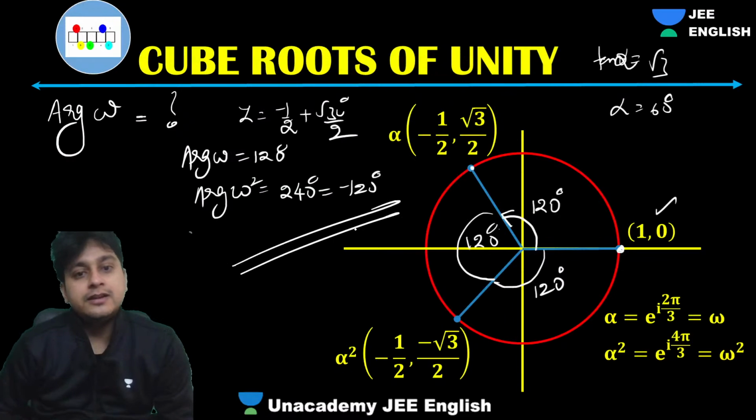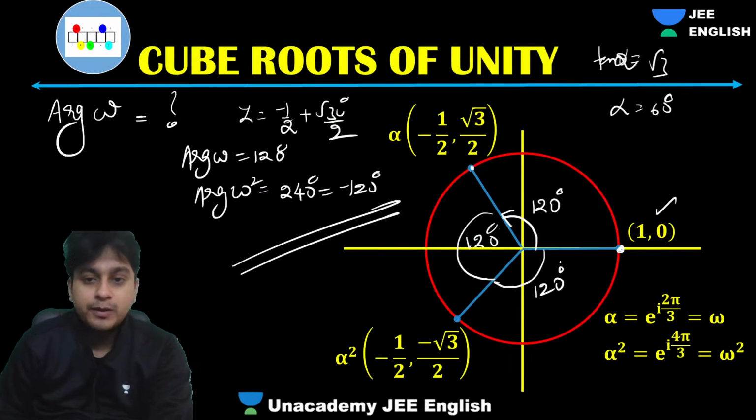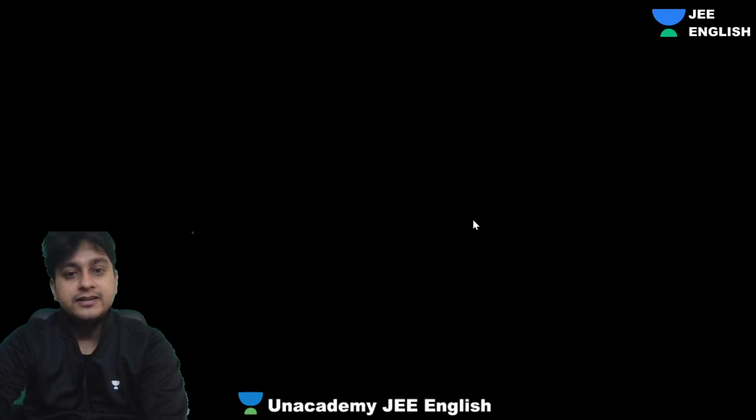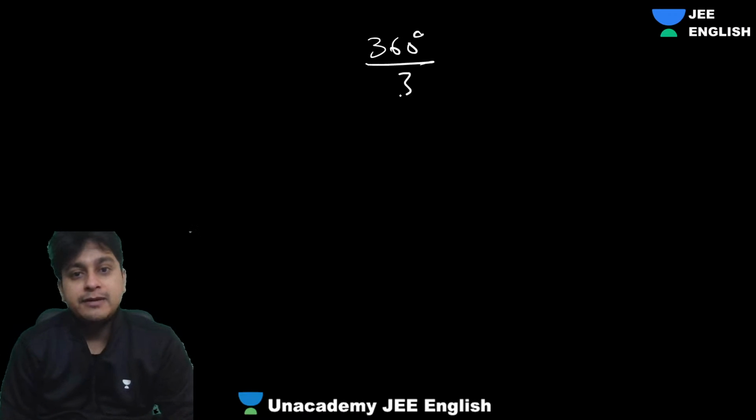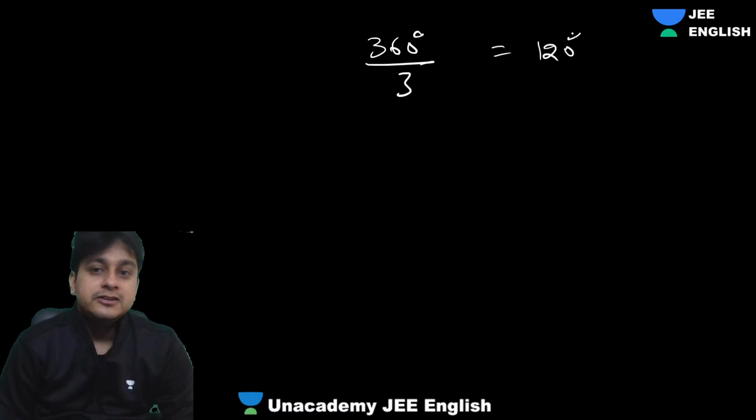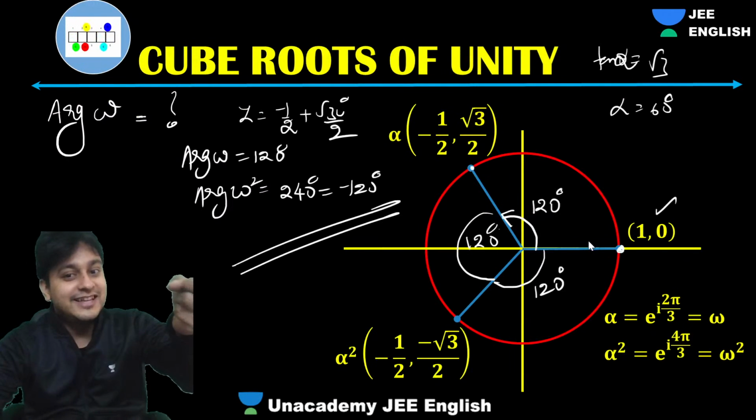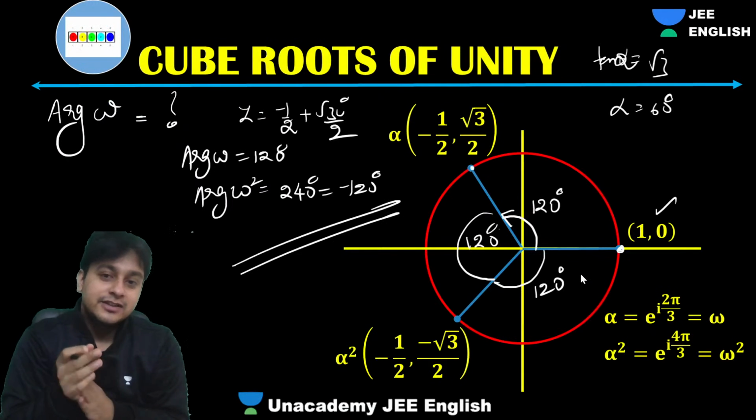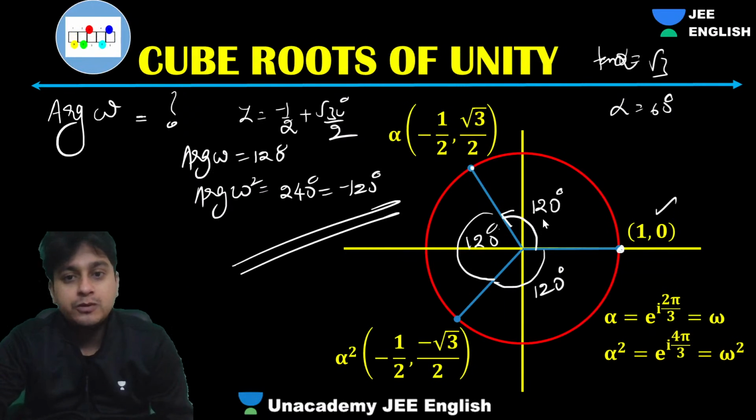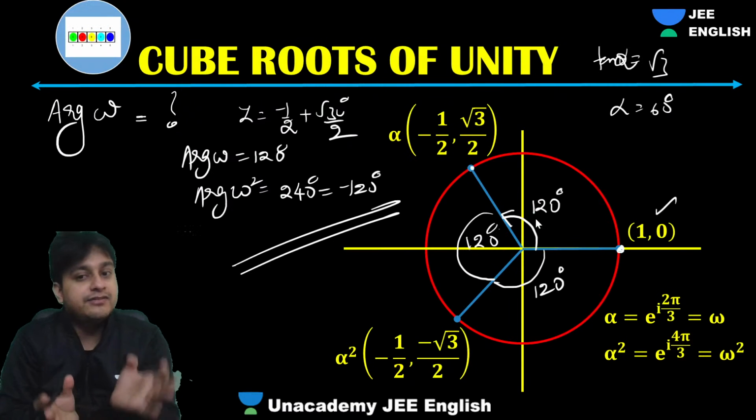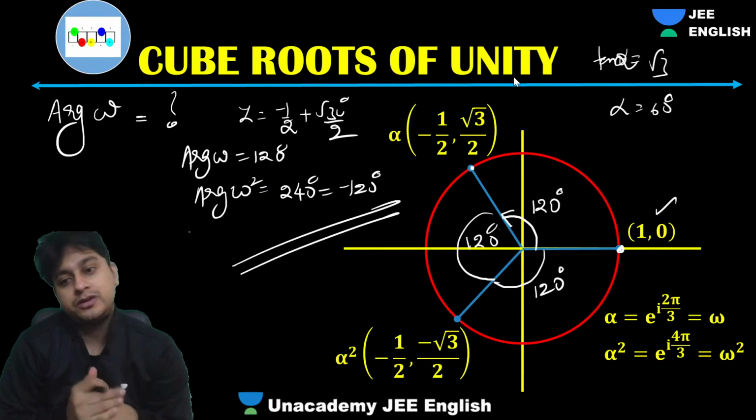Now what you have done here, to be frank, is divide the 2 pi into three parts, 360 by 3. So we got 120. At every 120 degrees, the roots are lying. Understood? That's how we actually get the cube roots of unity. The unit circle, because we are solving x cube equals 1, is divided into three parts: 120, 120, 120, because we are calculating the cube root.